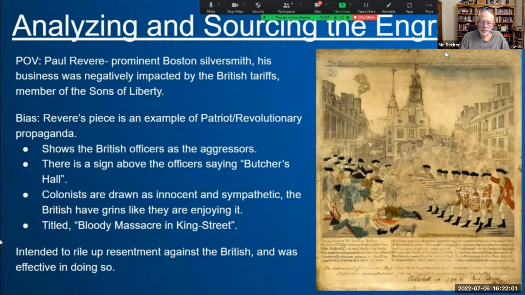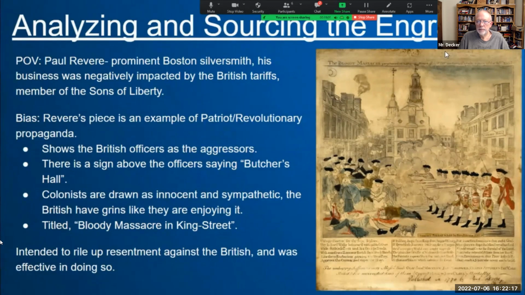One of the most obvious examples is a sign above the officers saying Butcher's Hall, which, as you can guess, is saying the British are butchering these innocent colonists. He even draws the soldiers with grins like they are enjoying it. And finally, Revere titles the piece The Bloody Massacre in King Street.